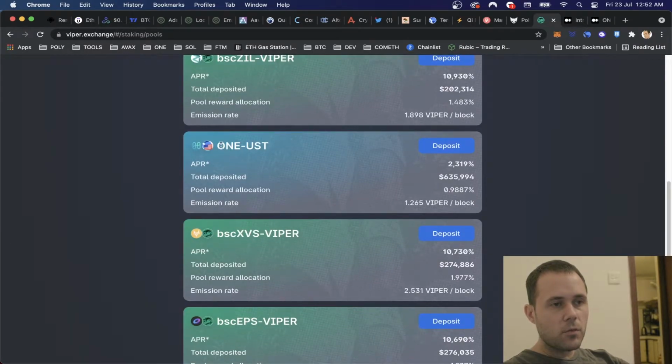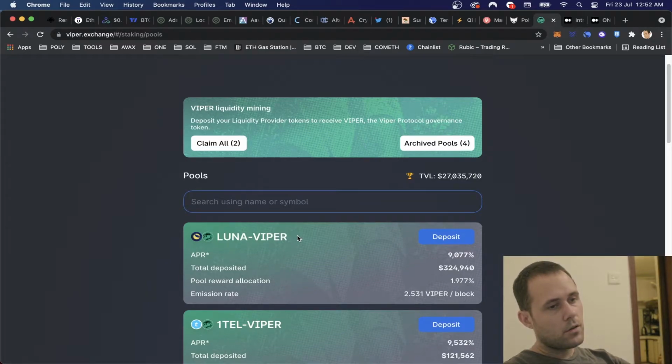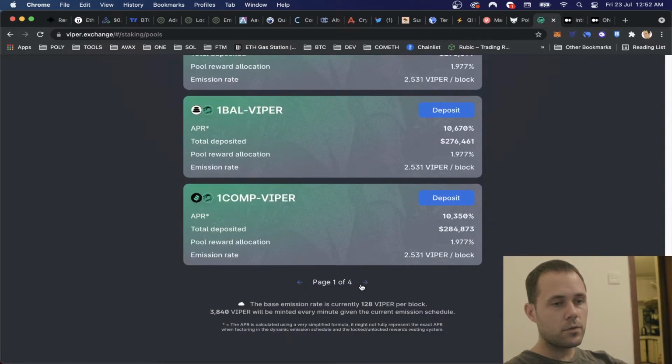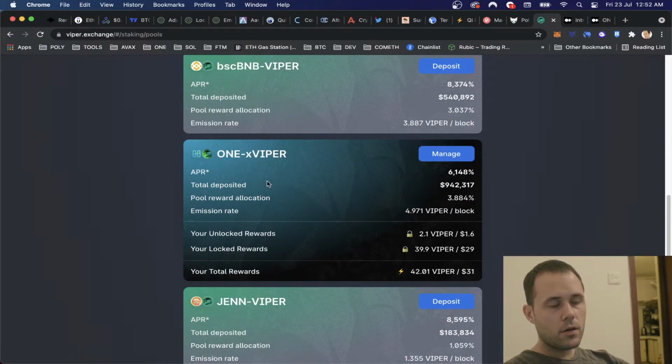One thing to note, we've got one UST, which is the stable coin minted by Luna. And then, of course, this Luna Viper. Let's take a look at the pools I'm in. So I have one xViper, which is earned by staking Viper. If you look at my previous tutorial on this, you only get like 5% of the reward and 95% is locked for a long time. So I've got like $1.06 on here.